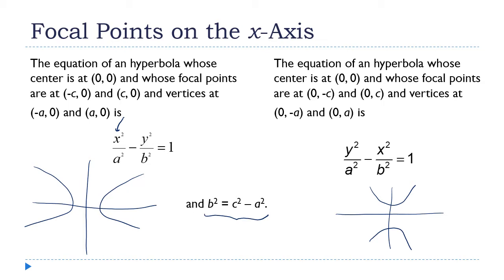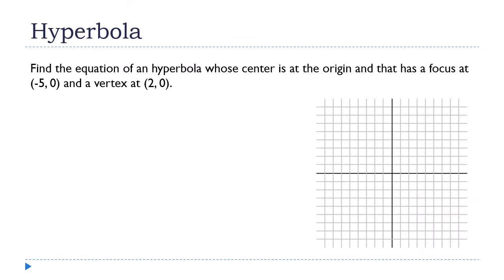Okay, so now we're going to go through all the same things we did with an ellipse. We're going to find an equation: given properties, we're going to find an equation. Given an equation, we're going to find the properties, and then we're going to do the exact same transformation business to relocate the center.